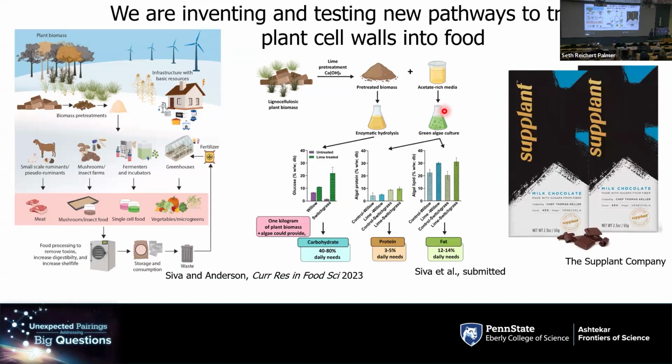And it turns out that strategies like this are already being implemented in the real world. One of my colleagues at the University of Cambridge, Paul Dupree, has helped start a company called the Supplant Company, where they take lignocellulosic biomass, partially degrade that into oligosaccharides, and then incorporate that into products like chocolate, which everybody likes. This chocolate tastes the same as regular chocolate. I've tasted it myself, but it has a lower glycemic index and is a little bit healthier than regular chocolate. So I encourage you to check it out if you find it in the store.